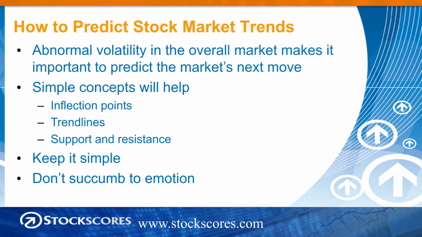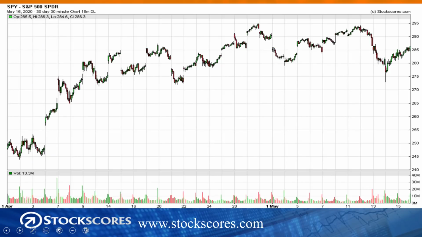Now, it's very important when you are trading in this environment to not succumb to emotion. There are big swings up and down, and it's very easy to feel greed when the market's been going up for a couple of days, or fear when the market has been going down sharply for a couple of days. The problem is, because the market is very volatile, if you jump onto that fear trade or onto that greed trade, you may be getting in late just before the trend is about to turn. So we want to keep it simple, focusing on inflection points, trend lines, support and resistance. And I always like to apply this to the chart of the S&P 500, symbol SPY.